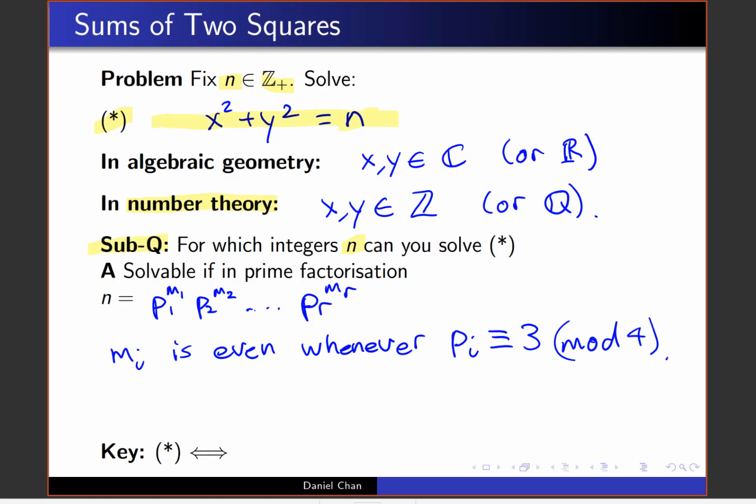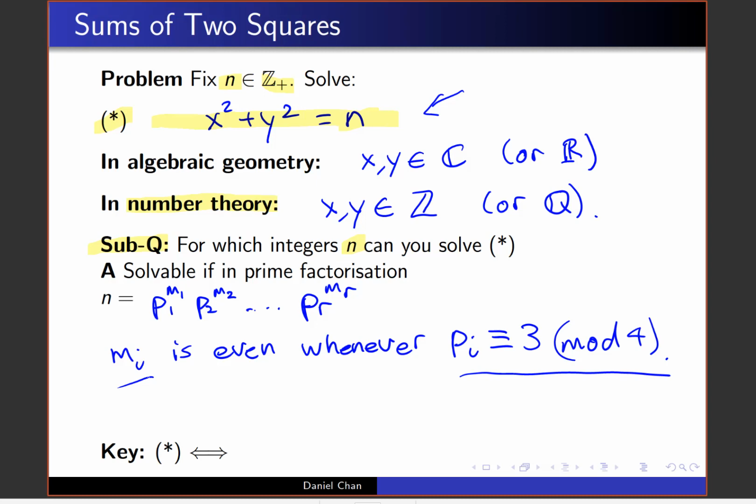So the answer as to which integers n you can write as a sum of two squares, so you can solve this equation x squared plus y squared equals n, interestingly depends on the prime factorization of n. And the answer is rather curious. It depends on the primes which occur: for the ones where pi is congruent to 3 modulo 4, the powers of those primes which can occur must be even. So you're probably thinking, this is rather curious. Why is it that factorization occurs in this?